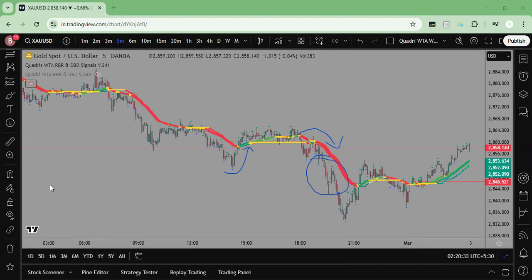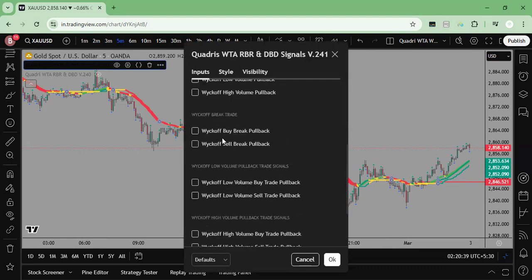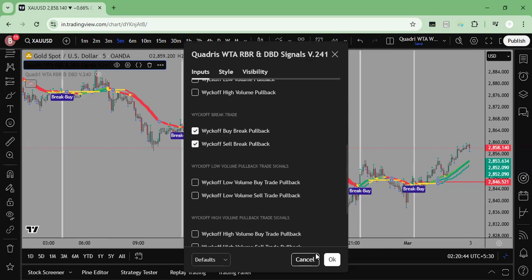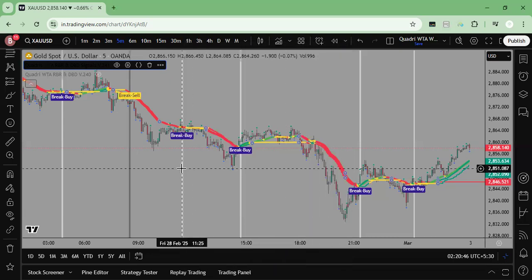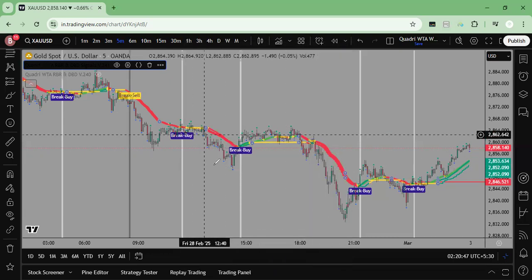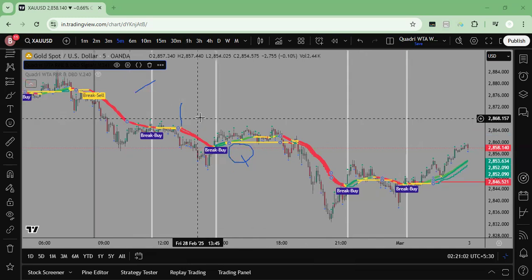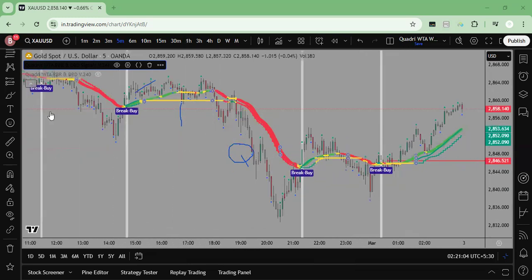If I set the setting to Wyckoff buy break pullback and Wyckoff sell break pullback, you can see there is a buy signal with blue color and a sell signal with yellow color. And I have given a background color to the particular bar so that on which bar you have to execute the trade is clearly visible for traders.